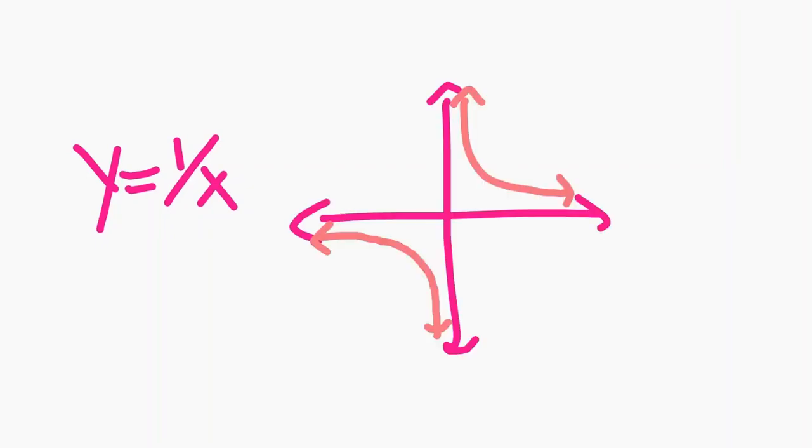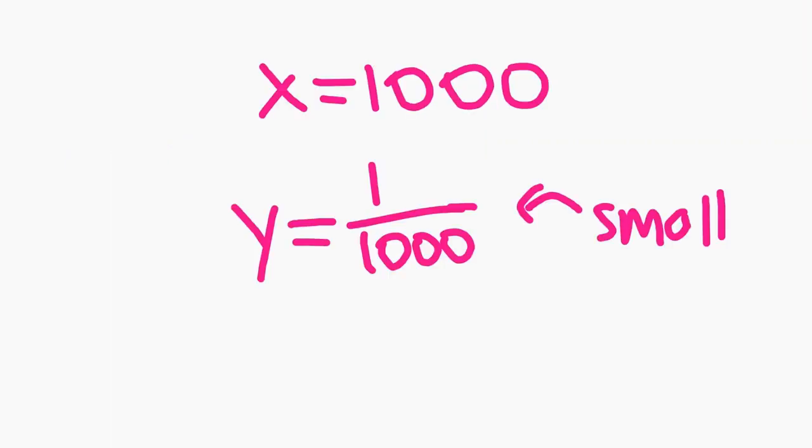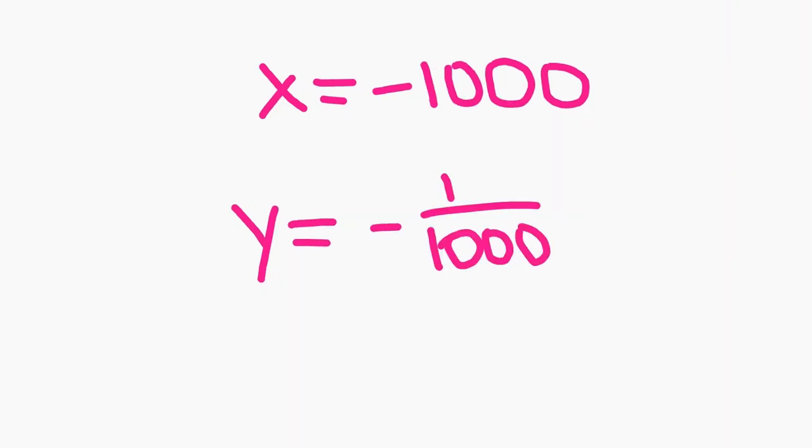Think about the graph of y equals 1 over x. It's a hyperbola, and it seems to approach 0 as x gets extremely big or small. This makes sense. For example, if x is a big number like 1000, y is very small. Similarly, if x is negative 1000, y is also very small. So we would say as x goes to infinity, y approaches 0.